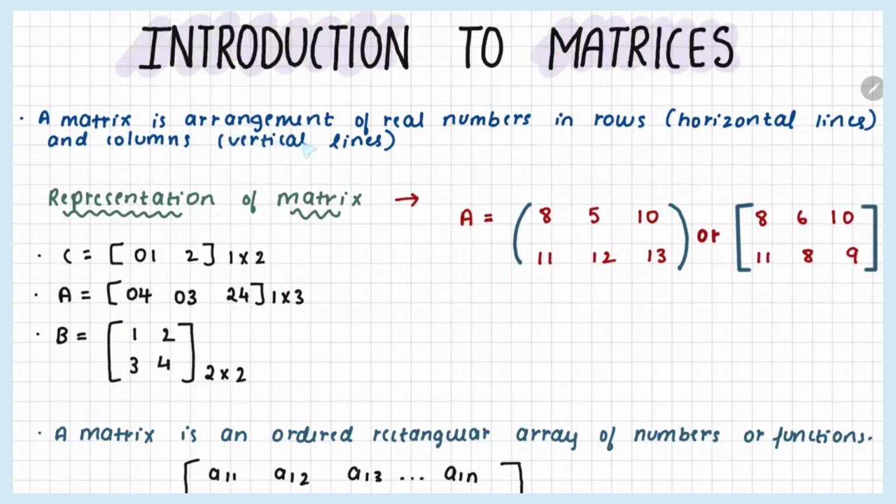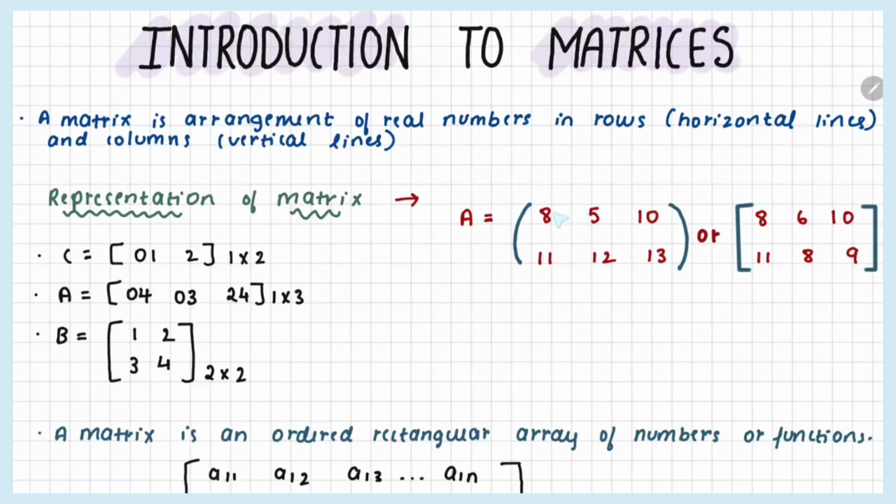A matrix is an arrangement of real numbers in rows, horizontal lines, and columns, vertical lines. So it's an arrangement of real numbers. Rows mean horizontal lines and columns, you know, are vertical lines. So let's learn how to represent a matrix. This is basic in this chapter.